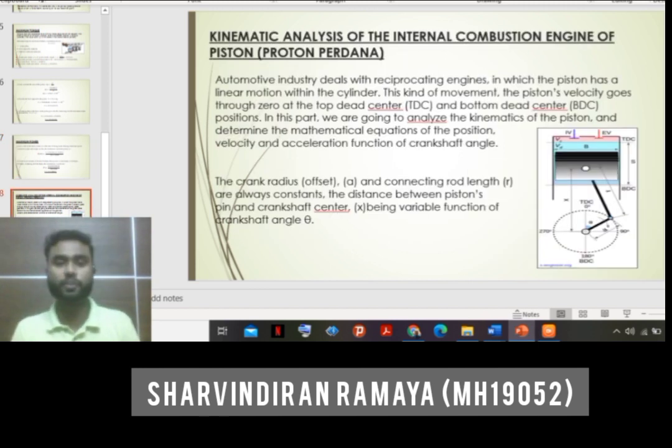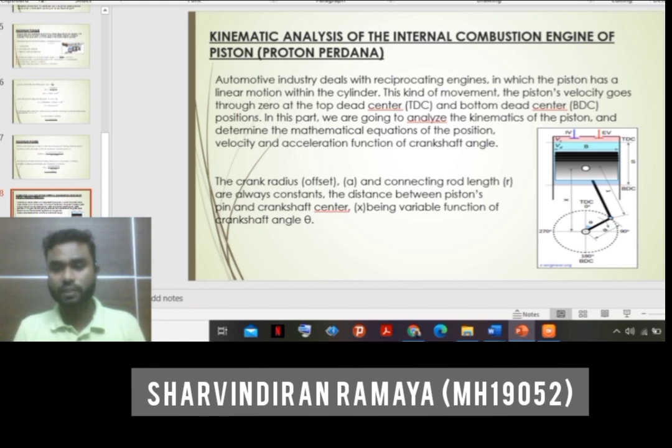The next part of our proposal is the kinematic analysis of the internal combustion engine of the Proton Perdana. The automotive industry deals with reciprocating engines in which the piston has a linear motion within the cylinder. In this kind of movement, the piston's velocity goes to 0 at the TDC and BDC positions. In this part, we are going to analyze the kinematics of the piston and determine the mathematical equations of the position, velocity, and acceleration as functions of crankshaft angle.